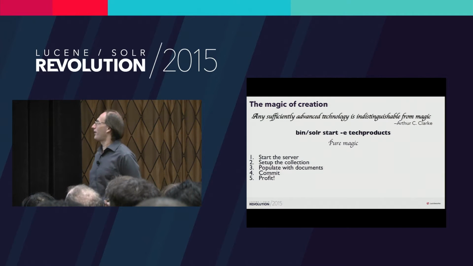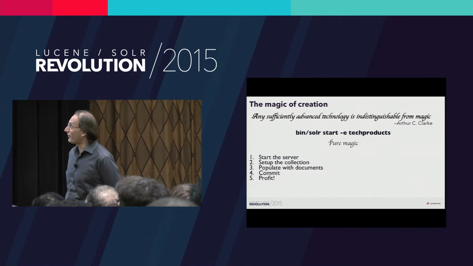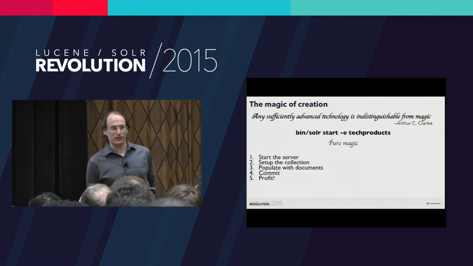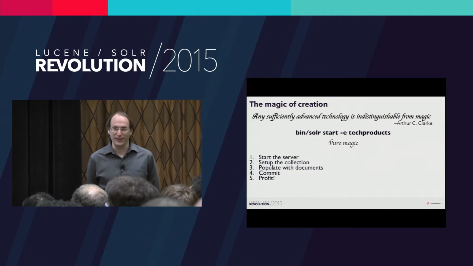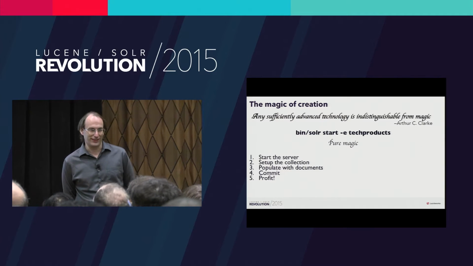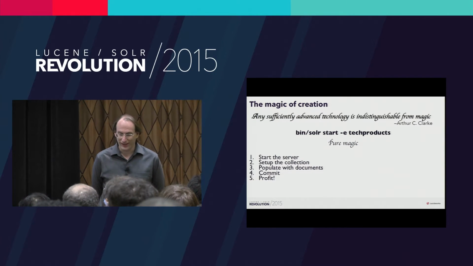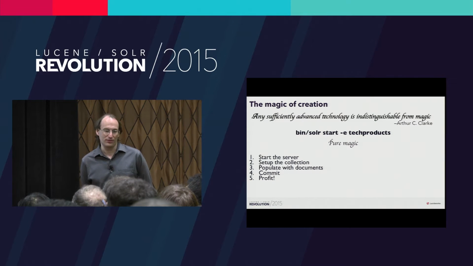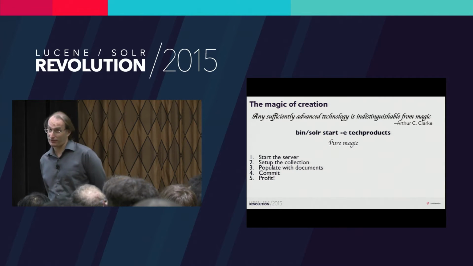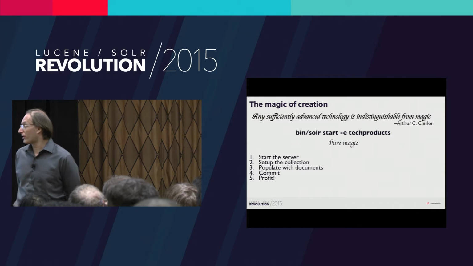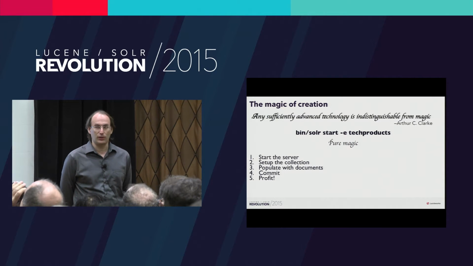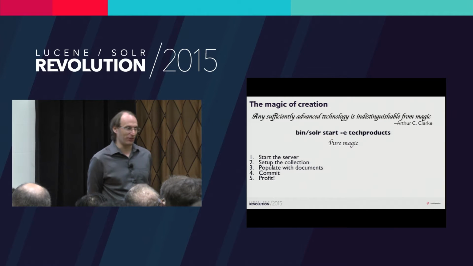As Arthur C. Clarke famously said, any sufficiently advanced technology is indistinguishable from magic. And Solr, especially Solr 5, has been getting very advanced. Some of the things it does are pretty hard to distinguish from magic. The new startup command line is a good example of that. You run one small command line, bin/solr start -e techproducts, and you get a lot of things happening. Pure magic, really. It starts the server, sets up the collection, populates it with documents, and commits those documents, and hopefully at that point you're ready to profit from it somehow.